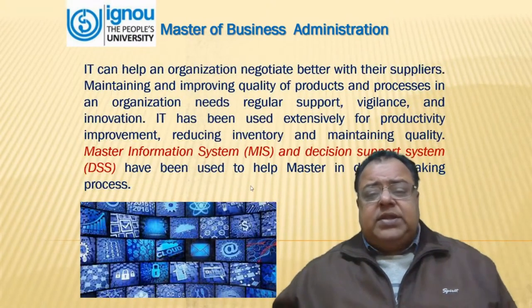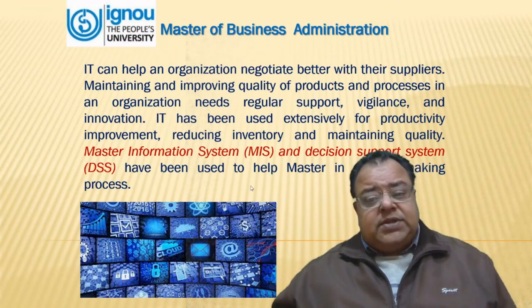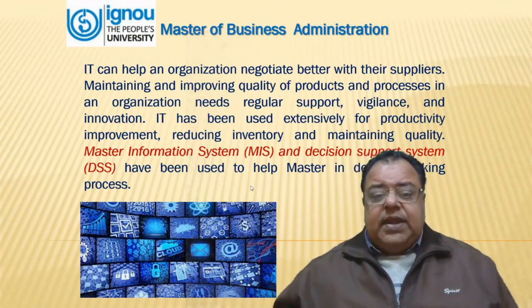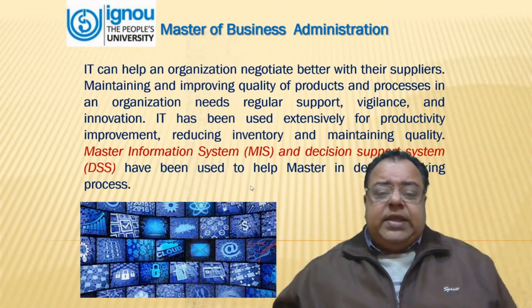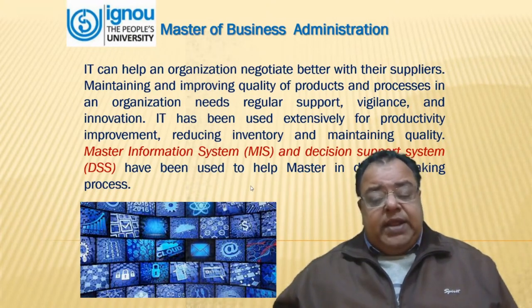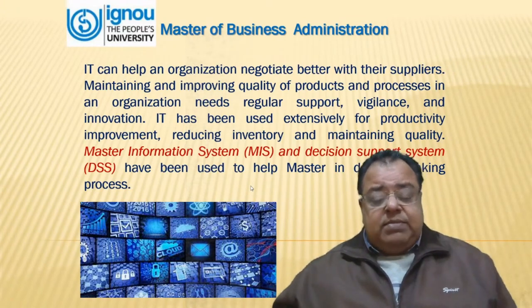IT can help an organization negotiate better with their suppliers. Maintaining and improving quality of products and processes in an organization needs regular support, vigilance, and innovation. IT has been used extensively for productivity improvement, reducing inventory, and maintaining quality. Management Information System, that is MIS, and Decision Support System, that is DSS, have been used to help managers in decision-making processes.